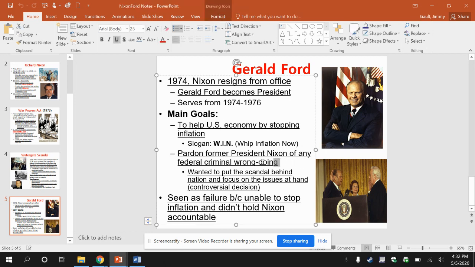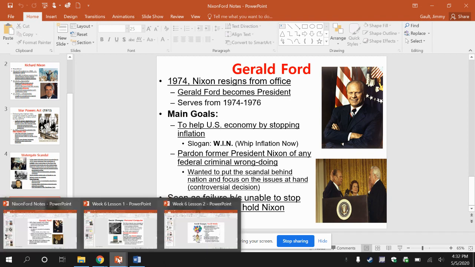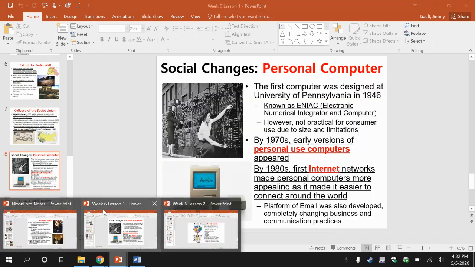He also is going to pardon President Nixon. What a presidential pardon is, the governor has the power to pardon and the president has the power to pardon. Basically it means that you're forgiven of all your wrongdoing. Your slate is wiped clean. A lot of people thought that Nixon should have gone on trial for what he did. Ford just pardoned Nixon and said, hey, you're good to go. You're clean. We're not going to think about it anymore. So he's seen as a controversial figure.